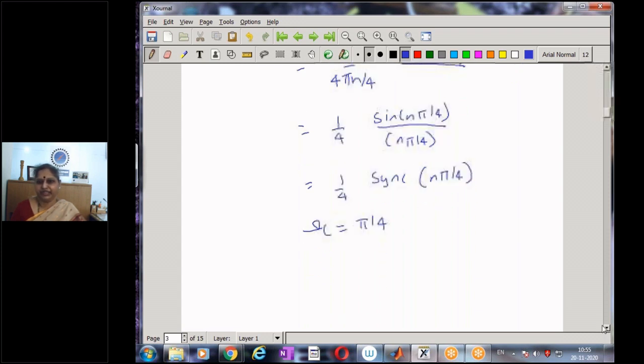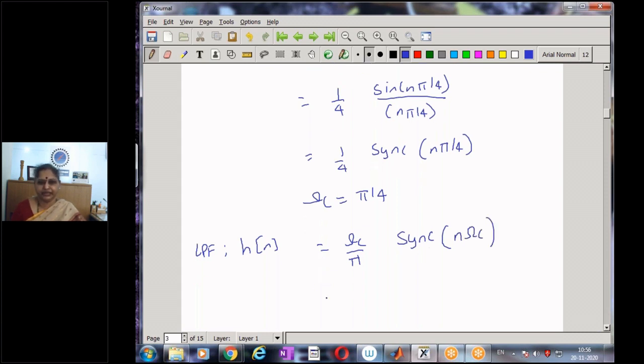So now I have my final result, h of n of the low pass filter with the cutoff omega c, which I can write as omega c by pi times sinc n omega c. Or in this particular example, it becomes 1 by 4 sinc n pi by 4. This is the first step.